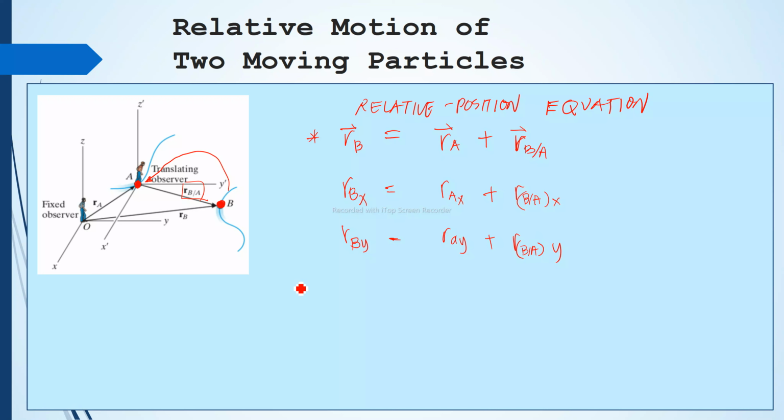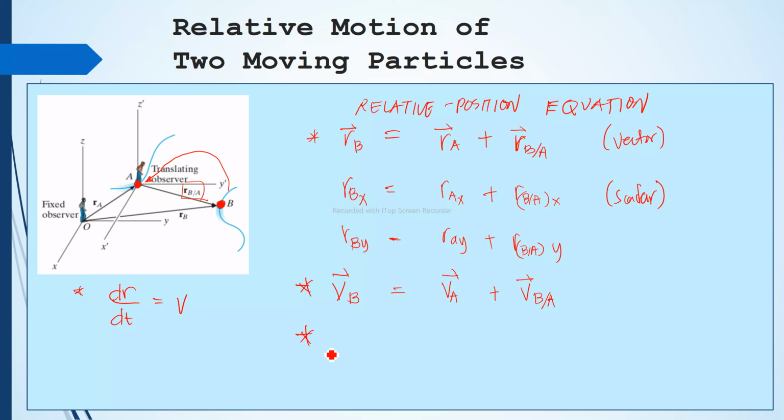Now, if you take the first time derivative of the position, so if you have a dr over dt, then you will have a velocity. So we have here the absolute vector velocity of the B is equal to the absolute vector velocity of the A plus the relative velocity of particle B with respect to A. Same thing, this can be written also in scalar notations. So here we have the vector and then here we have the scalar.